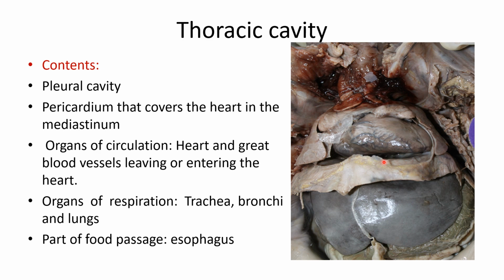So the contents of the thoracic cavity are the pleural cavity, the pericardial cavity, the heart and great vessels entering and leaving the heart. The heart is enclosed in the pericardium. Then the organs of respiration: the trachea, bronchi and lungs. Lungs are enclosed in the pleural cavity, and part of the food passage, that is the esophagus. So this is the introduction for the thoracic region.